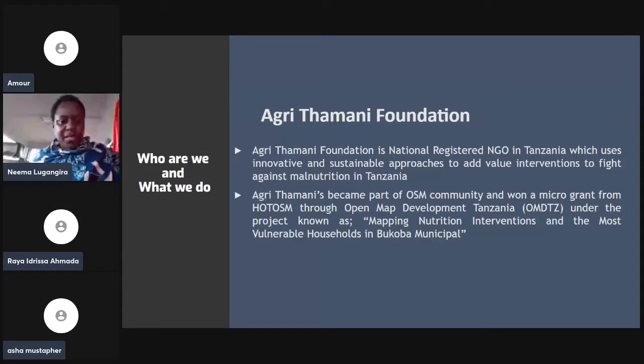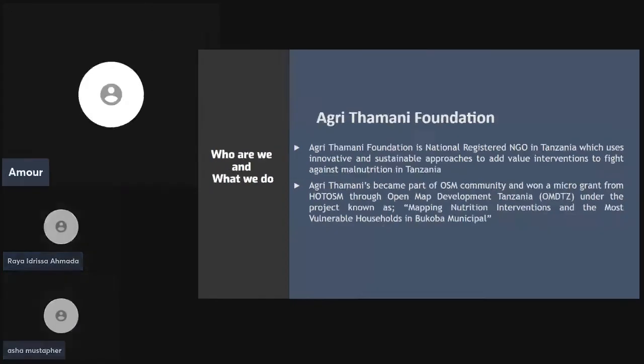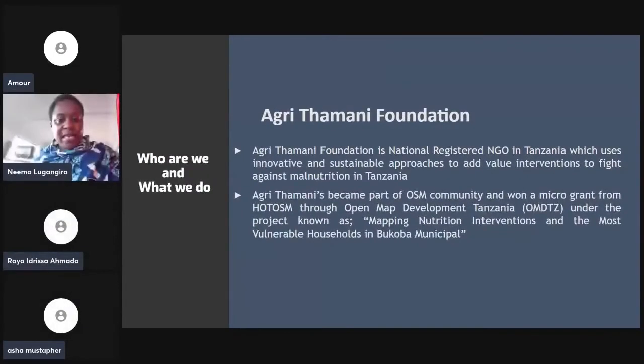Basically, Agri-Thamani Foundation is a nationally registered NGO that focuses on adding value towards the efforts of ending malnutrition here in Tanzania. And we're very fortunate that we became part of the OSM community family after we won a micro grant from HOT through the OMDTZ under the project's name of Mapping Nutrition Interventions in the most vulnerable communities in Bukoba. Bukoba is where the Kagera regional offices are.